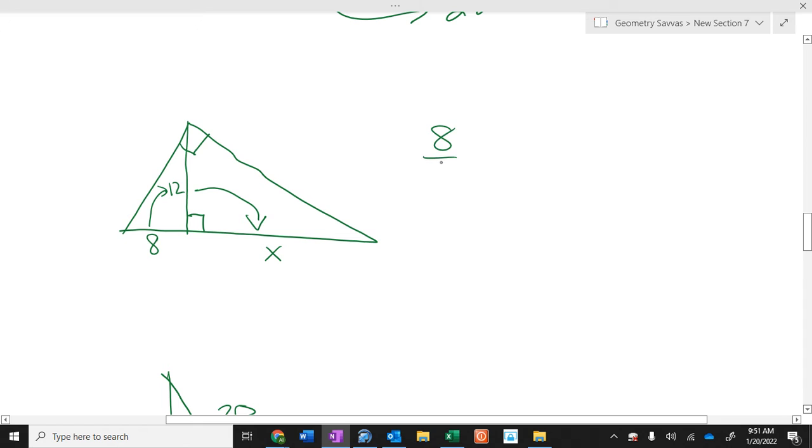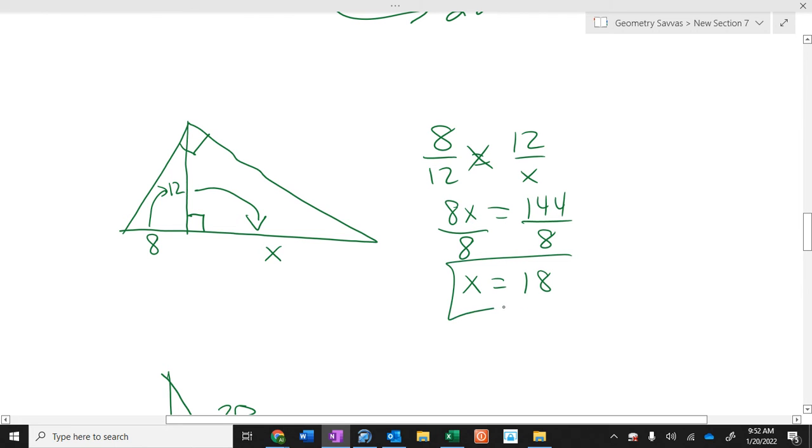So 8 over 12 equals 12 over x. If we cross multiply, 8x equals 12 times 12, which is 144. If we divide by 8, x equals what? 18.